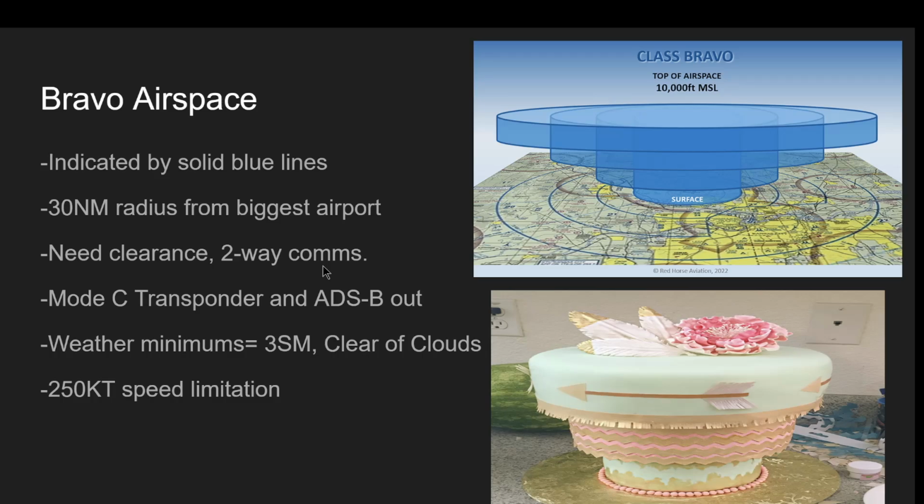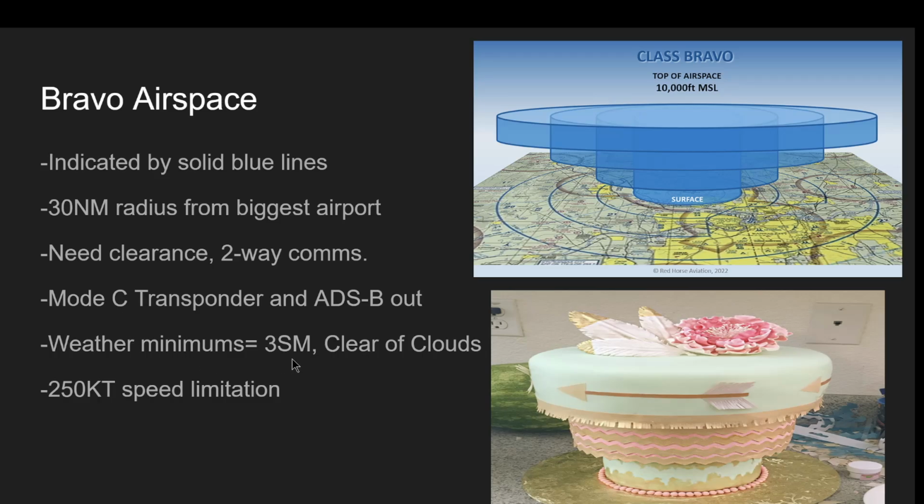It's called busting the Bravo. If you go there without permission or clearance, you will get in trouble and your instructor will get in trouble. So please don't do it. That's very bad. You do need a Mode C transponder and ADS-B out. This is just so that the controlling agency inside of the Bravo can keep up with you and make sure that you're doing everything you need to. They can get you your altitude, stuff like that, tell you exactly where to go.